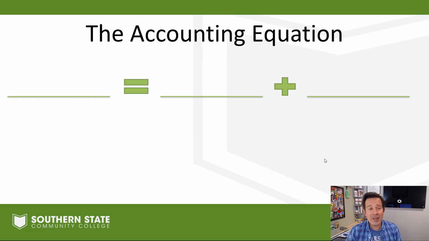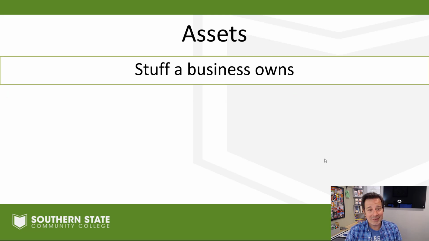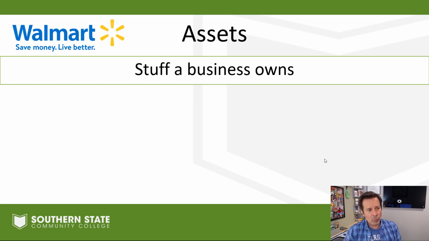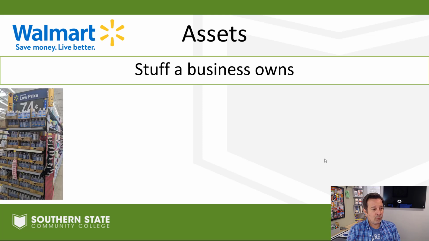Here's our format for our accounting equation. On the left-hand side, we're going to have something called asset. All right. Asset, simply stuff a business owns. Let's talk about Walmart. Use Walmart as an example here. You've been in Walmart before, I'm sure. What does Walmart own? Well, they own inventory. You walk through Walmart, you can see all the stuff sitting on the shelves. They've got all that inventory. Walmart owns inventory. They own all the shelving that the inventory is sitting on.